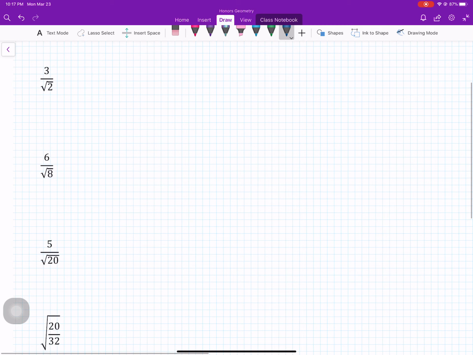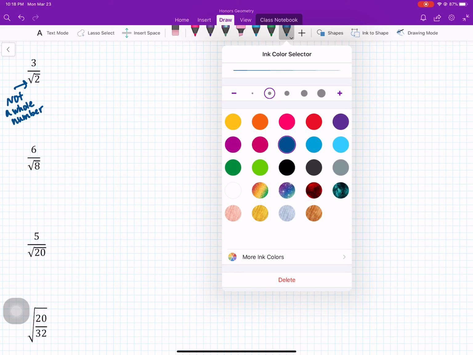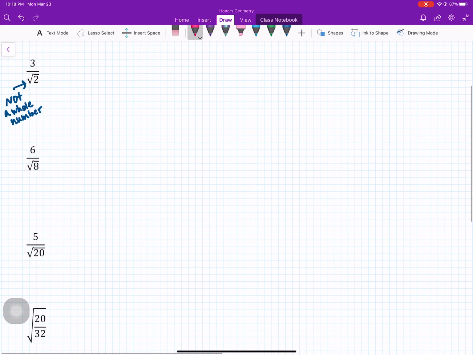If you look at this, 3 over root 2, the square root of 2 is not a whole number. And so it's not written in a way that we typically like to think of our fractions. So we can mathematically rearrange the numbers to make it look like fractions how we prefer to see them. The process is pretty straightforward.